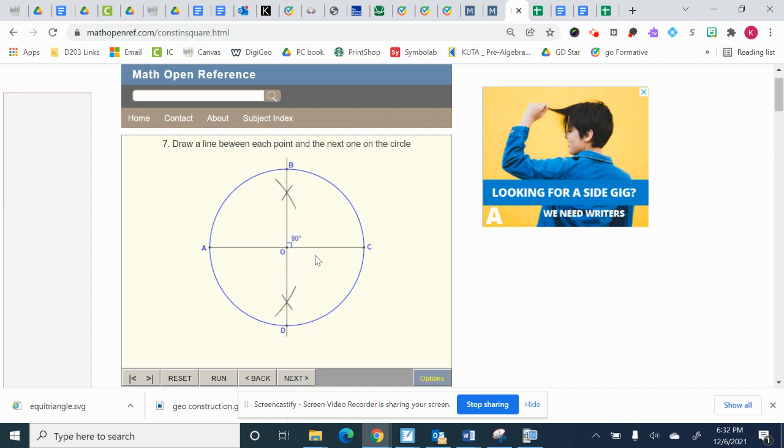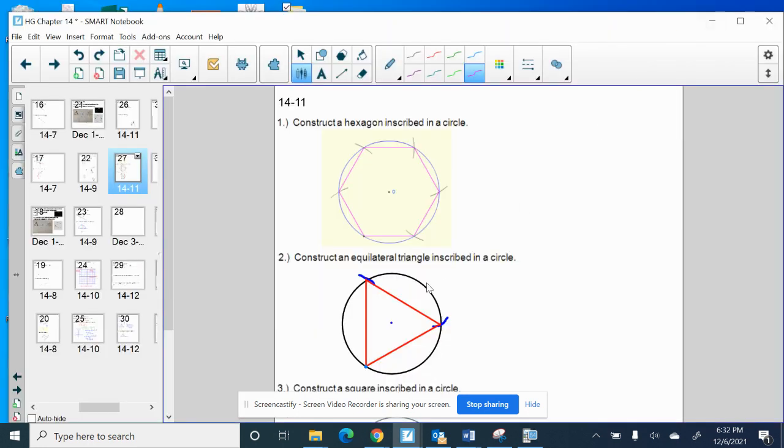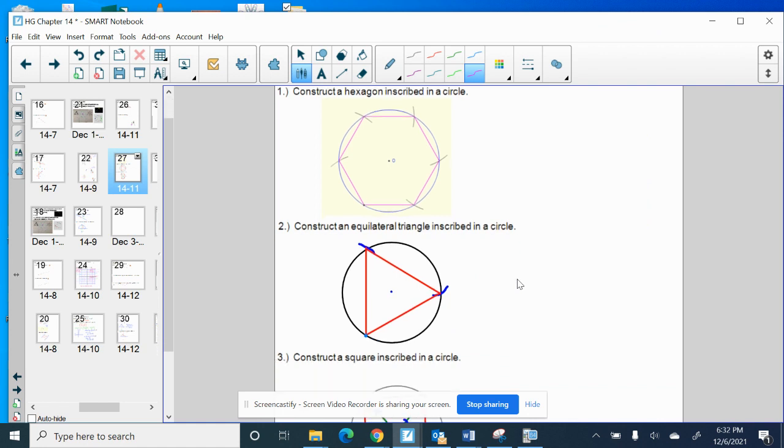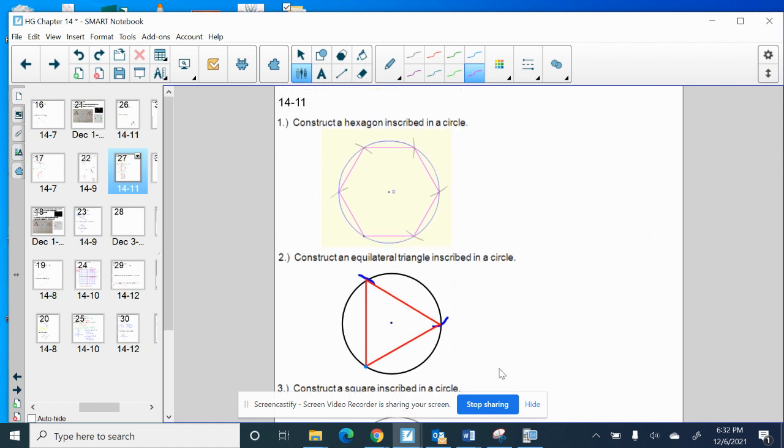You have that 90 degrees. So we know in a square, the diagonals are perpendicular bisectors of each other. And then you can just go ahead and connect the endpoints as it does here. And now you have a square. And that takes us through all 3 on 14-11.